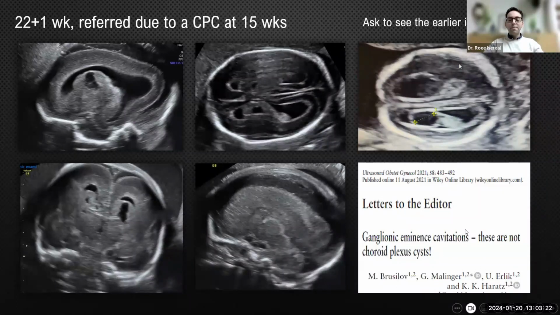Brusilov and Nina, and saying that be aware of these minor issues that I'm trying to raise here, because if you see these early CPCs, like in this image, be aware, and you should suspect that there's a significantly much worse prognosis because these are not CPCs.